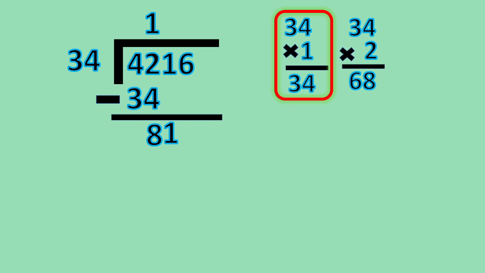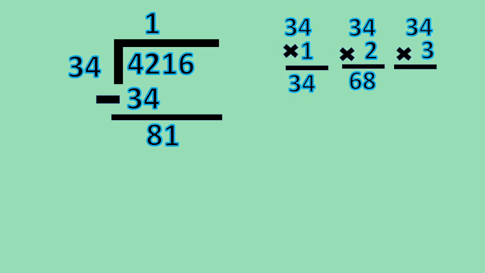Then, find how many times 34 will it take to 81, or we need to take the number that is closest to 81 without going over. We have here 34 times 1 is equal to 34, and 34 times 2 is equal to 68. Let's try 34 times 3. 34 times 3 is equal to 102. Pretty close, but we went over.